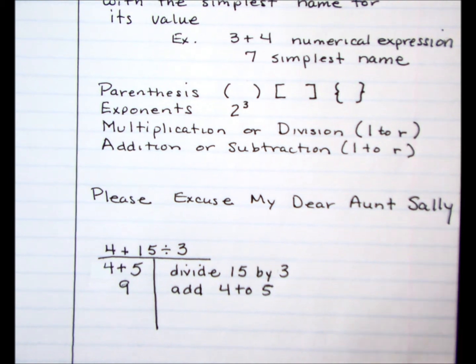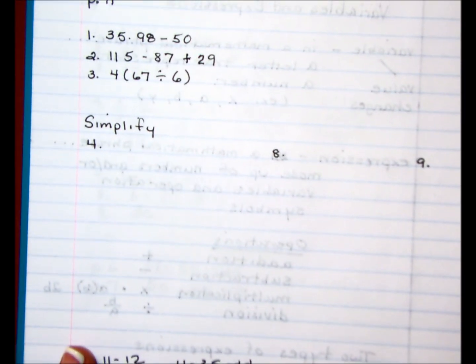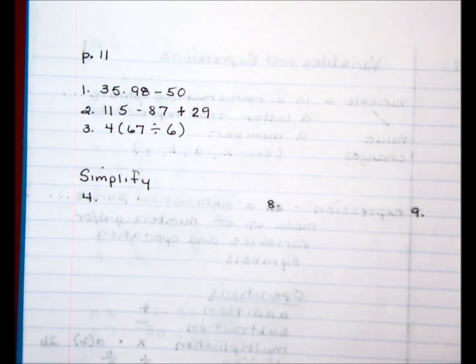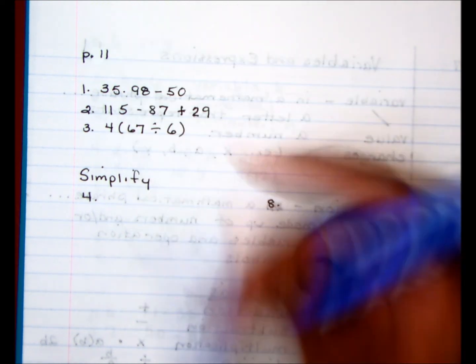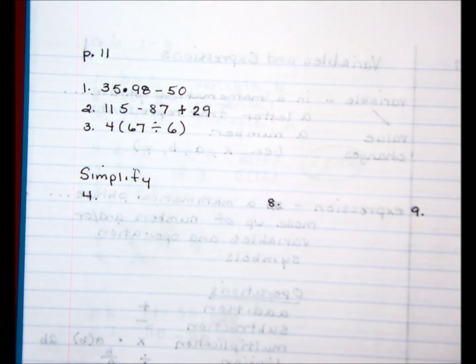So let's go over now to your check understanding on page 11. In the first part, what it asks you to do is to decide which operation would be first and explain why it is first. So the first problem says 35 times 98. Remember that dot means times. 98 minus 50.